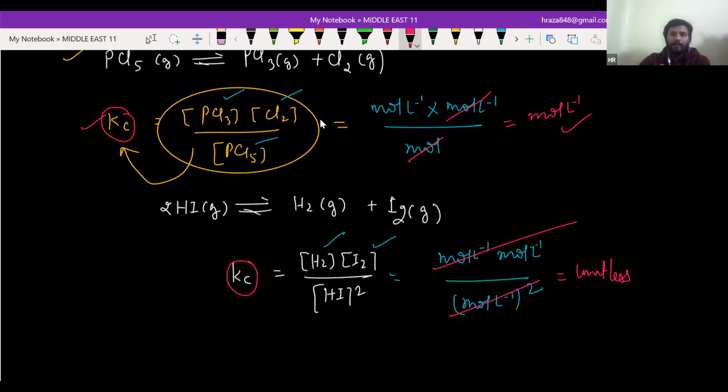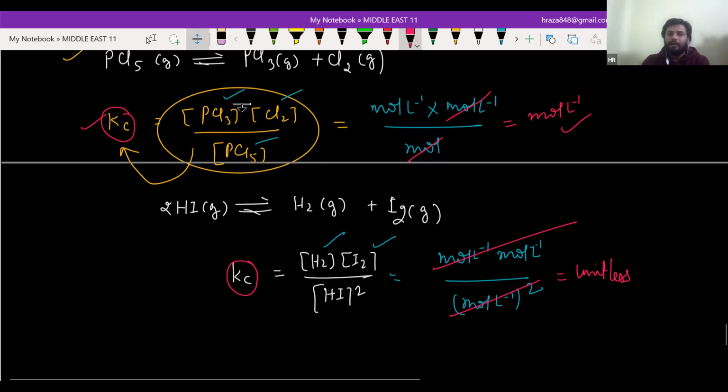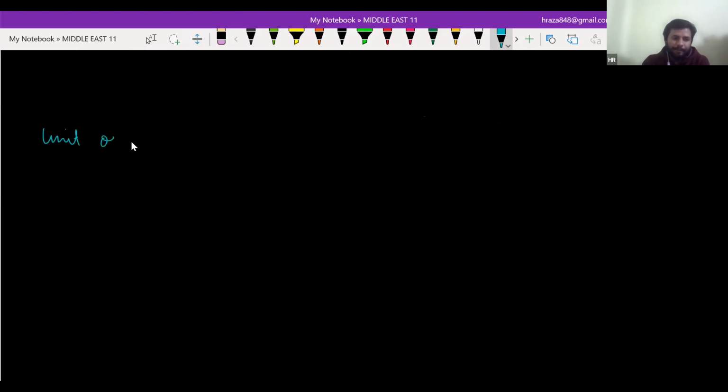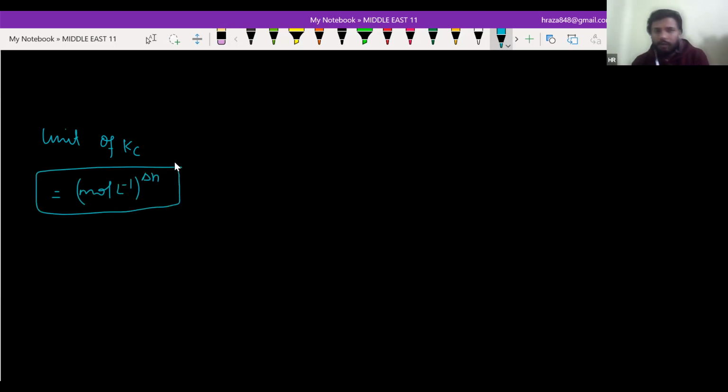So what will be the unit of Kc? In the same way the unit of Kc is varying, the unit of Kp will also vary. So how will we find the unit of Kc? Here is the solution of your problem. The unit of Kc will be equal to mole per liter raised to the power delta n. You know that in terms of Kc, we take aqueous as well as gaseous state, right? So we can easily calculate the value of delta n like we did in thermodynamics.